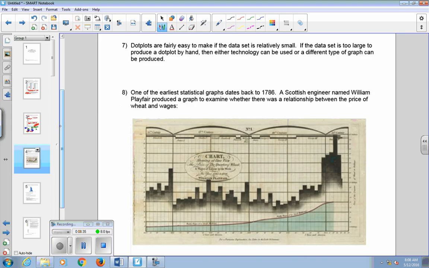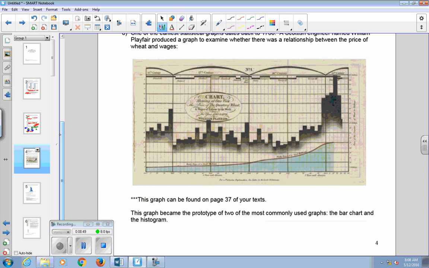Number 8, one of the earliest statistical graphs dates back to 1786. A Scottish engineer named William Playfair produced a graph to examine whether there was a relationship between the price of wheat and wages. If you would like a better picture of this graph, you can find one on page 37 of your text. It's interesting to note that this graph became the prototype of 2 of the most commonly used graphs, the bar chart and the histogram.